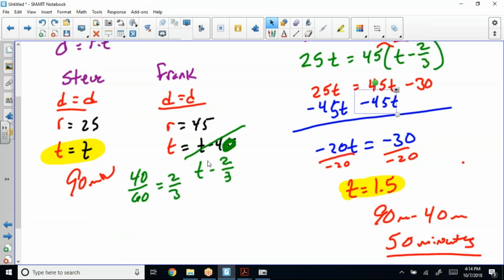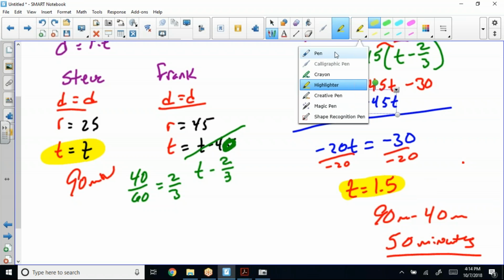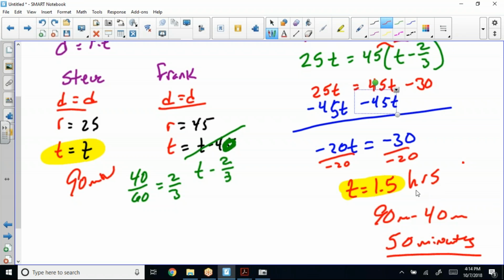Right. But we wrote, okay, we said Steve was T, and we wrote Frank as T minus 2/3, right? And we got T to be 1.5 hours. Let me put that in hours so that people can see that. That's in hours, which is really 90 minutes. So 90 minutes minus 40 gives us 50 minutes. That's how long Frank has been driving.